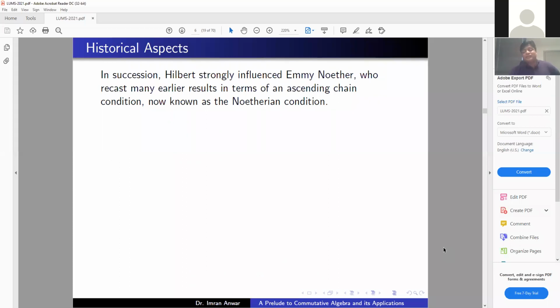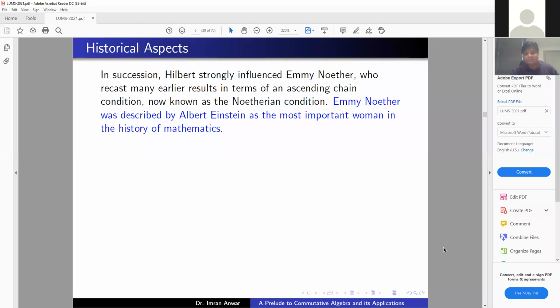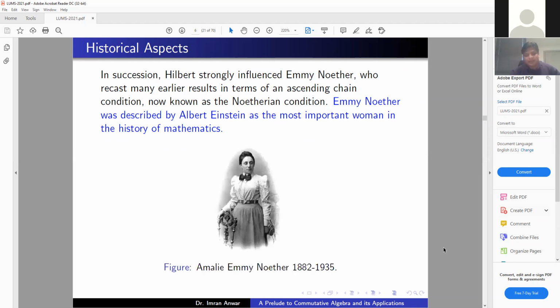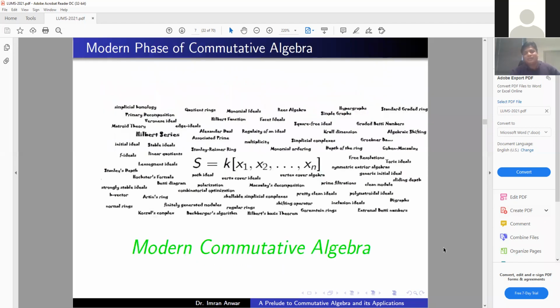Hilbert strongly influenced Emmy Noether, who recast many earlier results in terms of the ascending chain condition. So Emmy Noether contributed her part to the development of commutative algebra, particularly the Noetherian structures. It is worth mentioning here that Emmy Noether was described by Albert Einstein as one of the most important women in the history of mathematics. And this is the modern phase of commutative algebra.